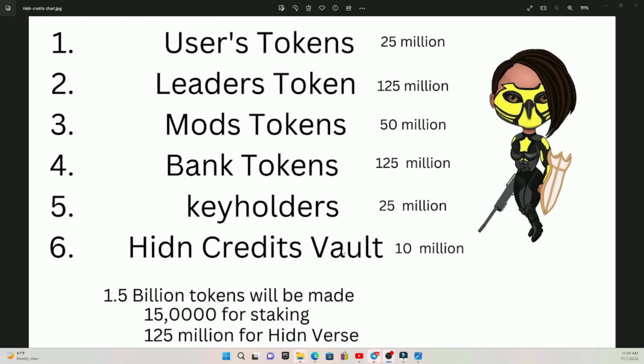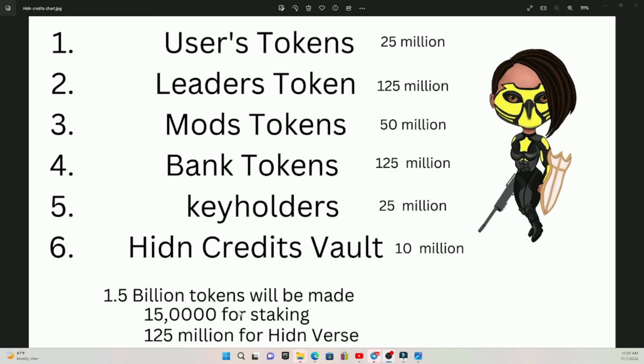Then you have the hidden credits vault, which is 10 million of that. What that does is, basically, people want to exchange hidden credits for your token, and they're able to do that. So we hold 10 million tokens for that alone. Then you have 15 million for staking. Just in case you want to stake your token, you have 15 million tokens set aside for that only.